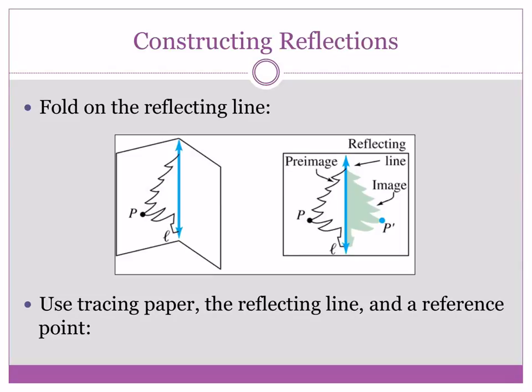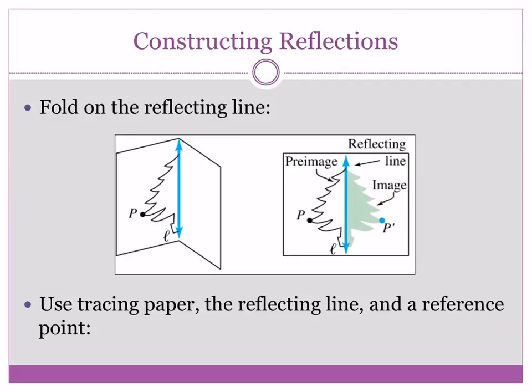Now we're going to talk about constructing a reflection. One way to construct a reflection is with folding. You can fold along the reflecting line, and using tracing paper you can reflect the image using the line as a reference. So you can see the P and the P prime on the side. Here's my folded piece of paper, and the image folds over here. Here's P and here's P prime. This would be my pre-image where it started. This is my image where I've ended.